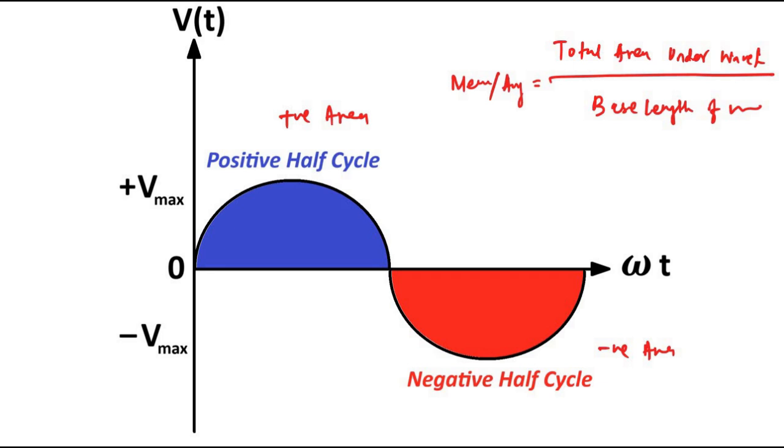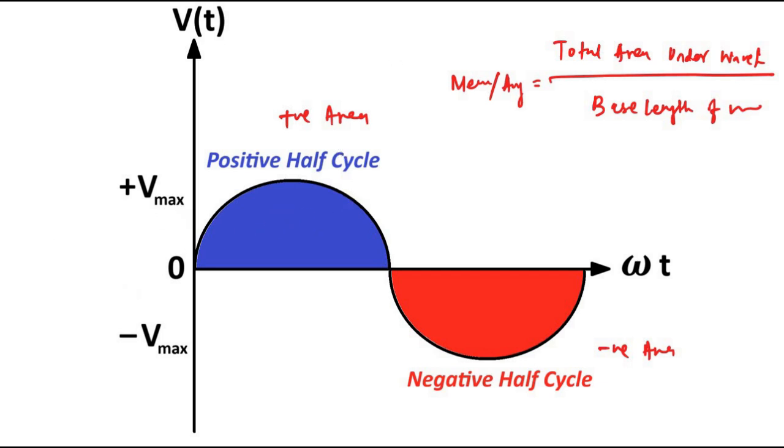So for the analysis of symmetrical AC waveforms like this, we only take one half cycle. This is a symmetrical waveform. This positive half cycle is the mirror image of the negative half cycle along the x-axis, equal in magnitude, opposite in direction. That's why they cancel out each other. But for unsymmetrical waves, that is not the case. For that, we can take the total area. But for symmetrical waveforms, we only take one half cycle.